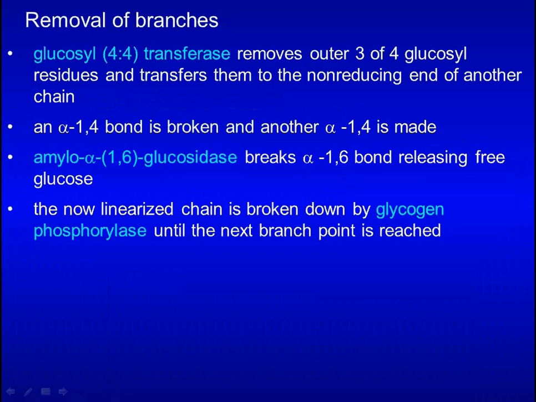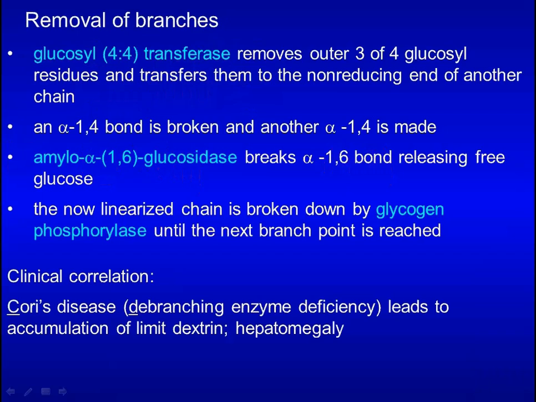Debranching enzyme has 2 activities. First is glucosyl 4,4 transferase that removes outer 3 glucosyl residues and transfers them to the non-reducing end of another chain. Second activity is amylo alpha-1,6 glucosidase that breaks alpha-1,6 bonds and releases a free glucose.